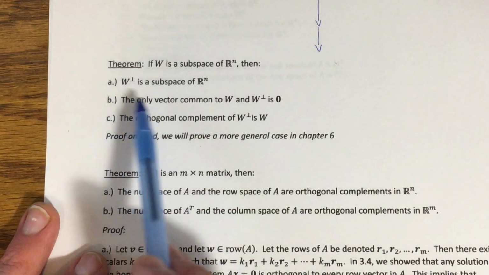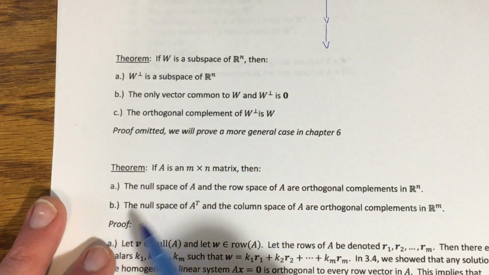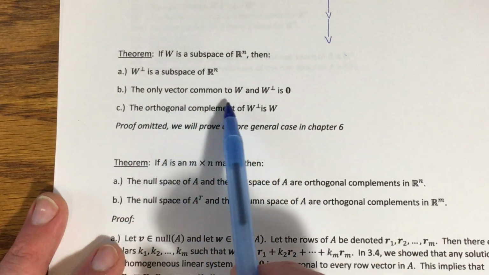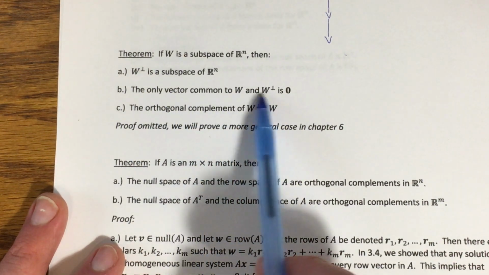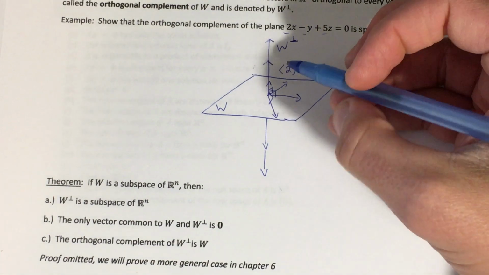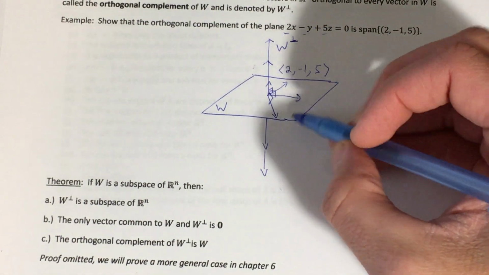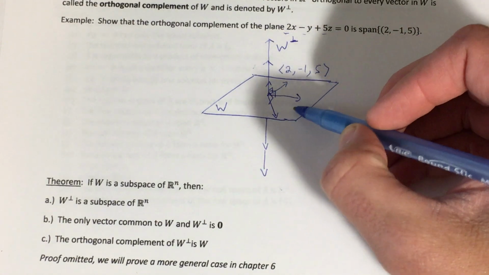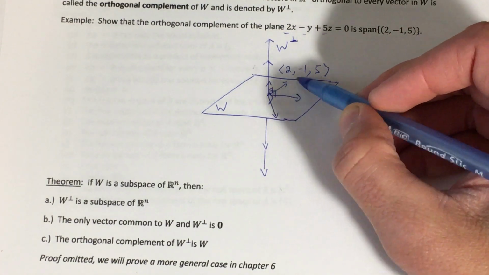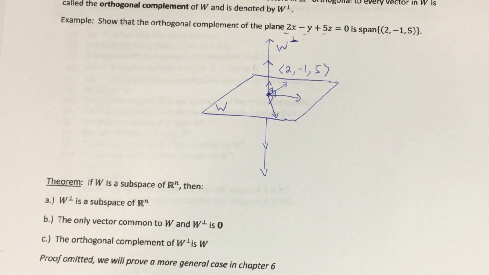So the orthogonal complement of any subspace of Rn will also be its own subspace. In addition to that, the only vector that these two subspaces will have in common is the 0 vector. And again, in my example up here, you notice that all of these vectors point in different directions from the vectors in the plane. So none of the vectors that I've drawn are equal to any of the vectors in the plane except for this single point, which we think of as the 0 vector.